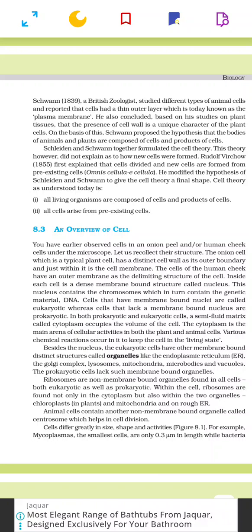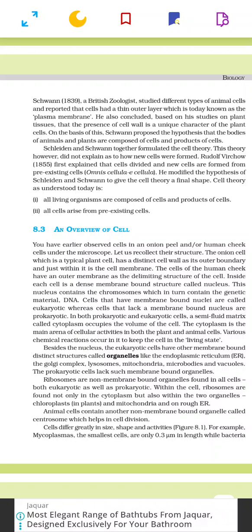Ribosomes are the non-membrane-bound organelles found in all cells, both eukaryotic as well as prokaryotic. Within the cell, ribosomes are found not only in the cytoplasm but also within the two organelles, chloroplasts, that is in plants, and mitochondria, and on RER, that is rough endoplasmic reticulum. Animal cells contain another non-membrane-bound organelle called centrosome, which helps in cell division.